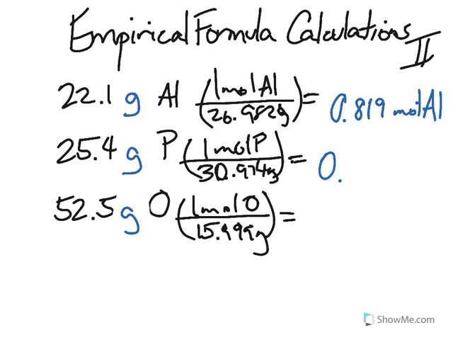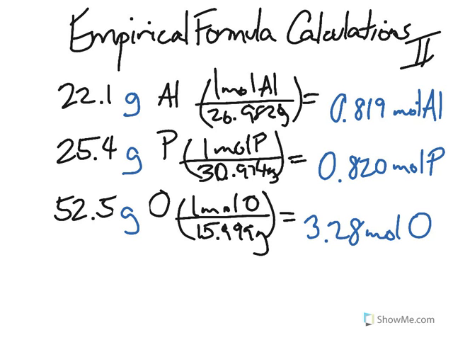This will be 0.820 moles of phosphorus that we've calculated. This would be about 3.28 moles of oxygen that we've calculated. Now, as you can see, the number of moles of aluminum and phosphorus are quite similar to each other. So it's safe to assume that aluminum and phosphorus will have a 1-to-1 ratio.